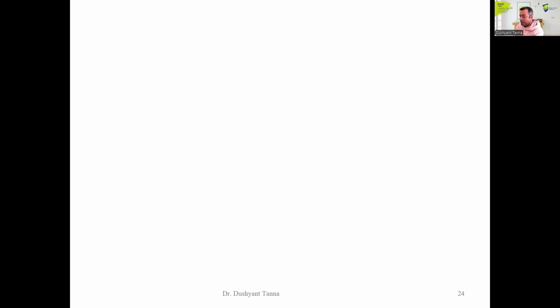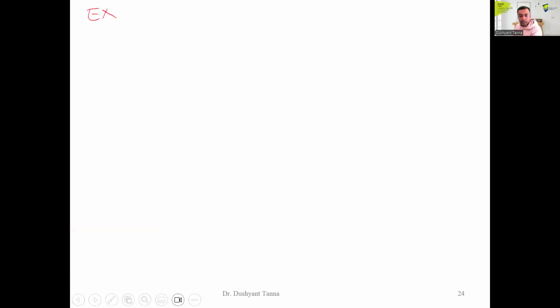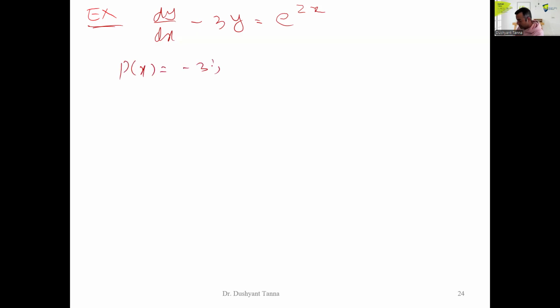Okay, let's take one more example. If you have something like dy by dx minus 3y is equal to e raised to 2x. Again, pause the recording and try to solve this question, finding the correct p and q and all the steps that we did. Okay? Now, px is minus 3 and qx is e power 2x.